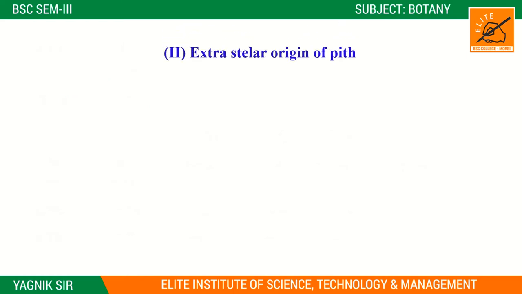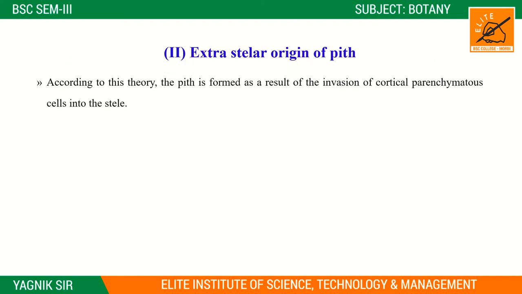And another view is the extrastellar origin of the pith, right? So here according to this theory, the pith is formed as a result of the invagination of the cortical parenchymatous cells. So cortical regions, right? So this invagination of the pith occurs through the leaf gap or the branch gap. So what is a leaf gap?